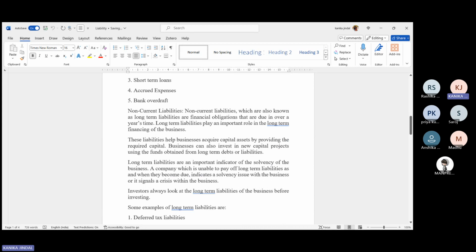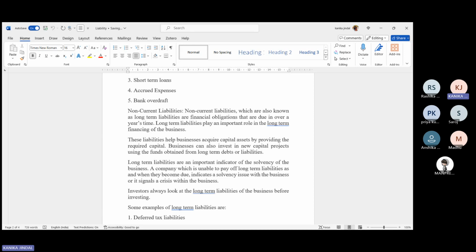Now, non-current liabilities. Non-current liabilities are known as long-term liabilities or long-term financial obligations that are due in over a year's time. Long-term liabilities play an important role in the long-term financing of the business. These liabilities help businesses acquire capital assets by providing the required capital. Businesses can also invest in new capital projects using the funds obtained from long-term liabilities or debts.